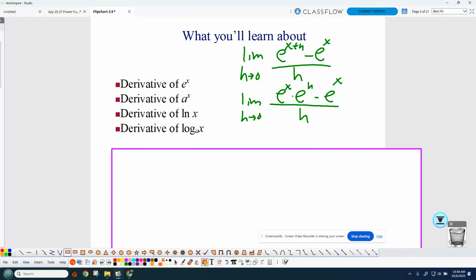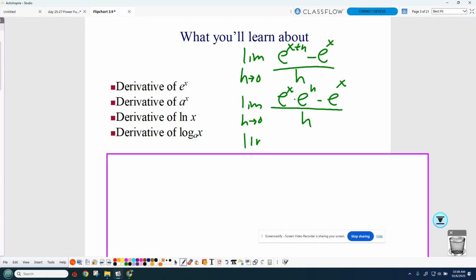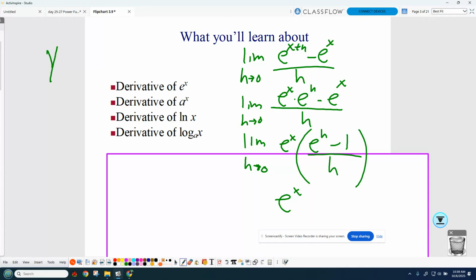Okay, but from here, I'm gonna factor out that e to the x. That look familiar? What did I go to? 1. So by limit definition of derivative, looks like e is its own grandpa. So can you guys write that down? Derivative of e to the x is just e to the x. Crazy.